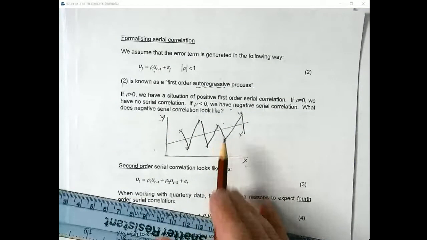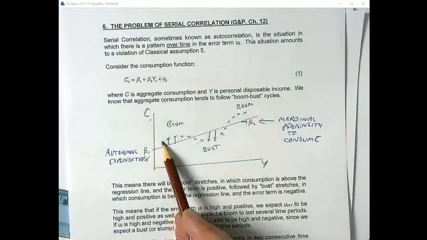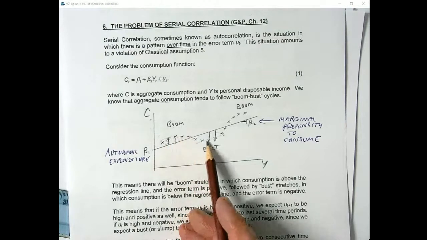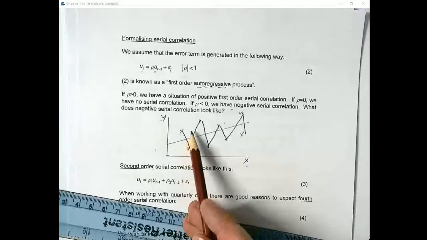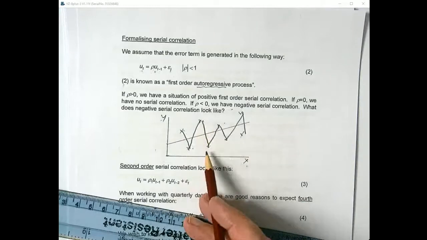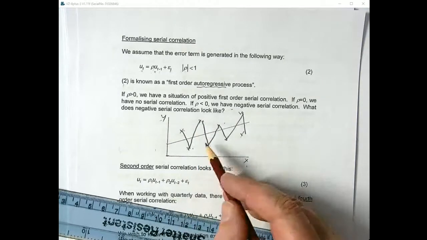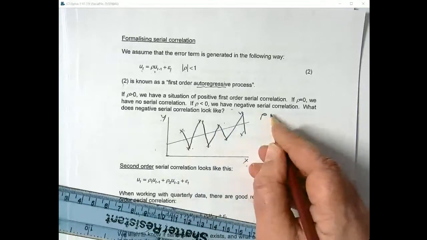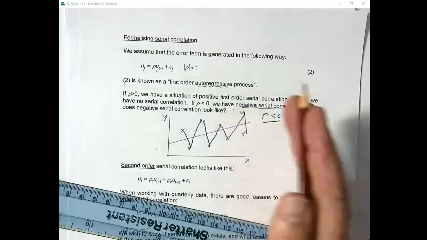Now, this is quite unusual. Notice the difference. Positive serial correlation is what we considered on the last page, a string of positive errors followed by a string of negative errors. Negative serial correlation is not that. It's one positive followed by one negative followed by one positive. So we are constantly moving from one side to the other. It's a bit unusual. This is what you get when rho is negative. It's negative serial correlation.